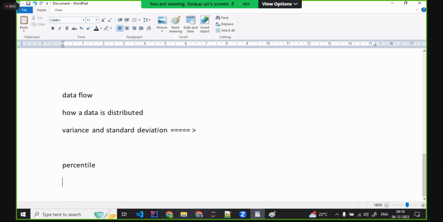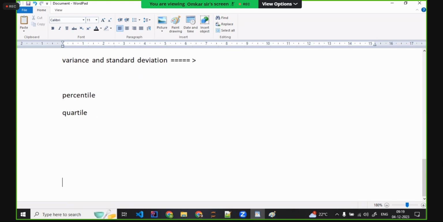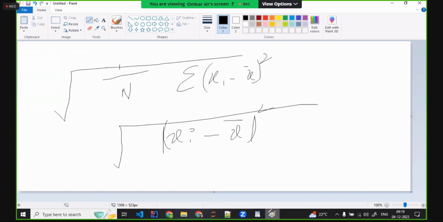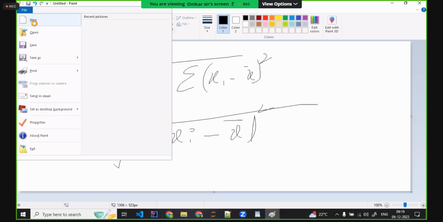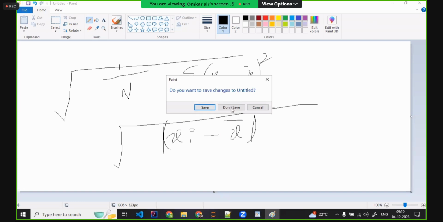Percentile, and another one is quartile. Percentile and quartile. Like I already told you this. I already told you here.